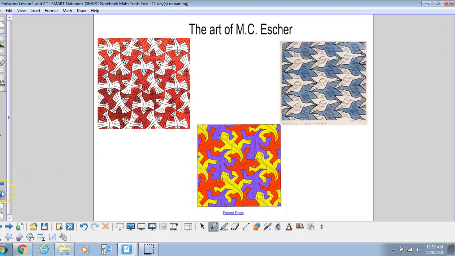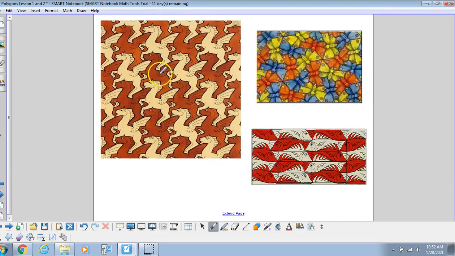This one's one of my favorites. Also these things that look like a Pegasus. I've got these butterflies here and these fish. He did a lot of really creative work with tessellations.